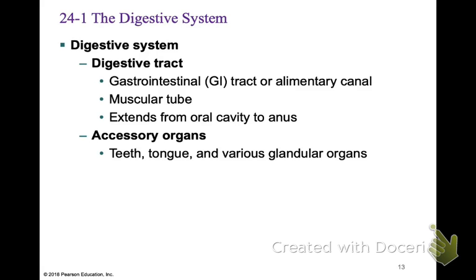They might be inside the tract or outside the tract, but they're certainly associated with and function with the tract. So the accessory organs are associated with the mouth. That includes teeth, tongue, and salivary glands. Or with the small intestine, that will be liver, gallbladder, and pancreas.